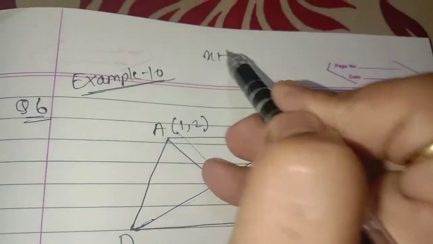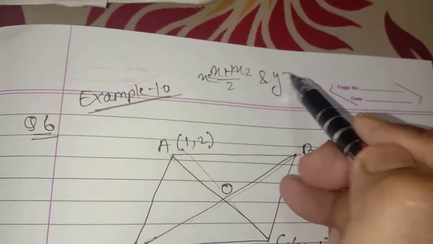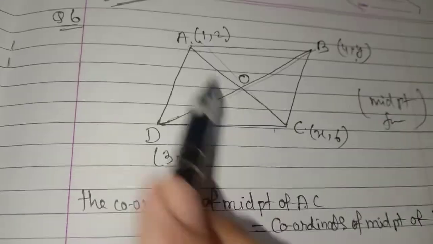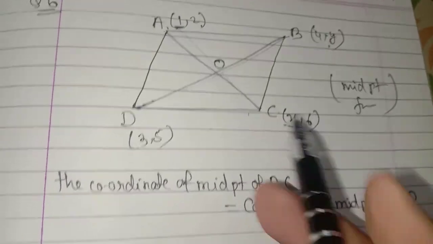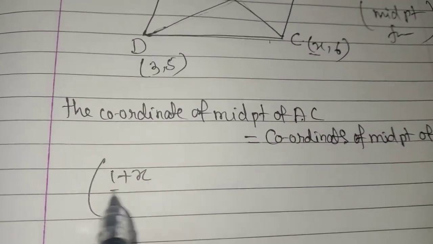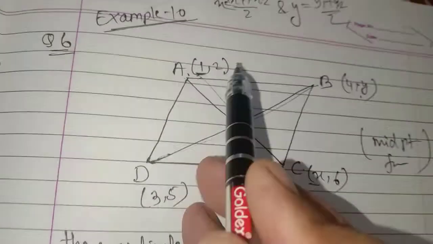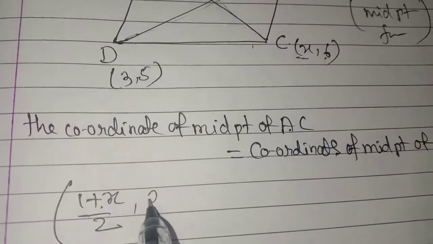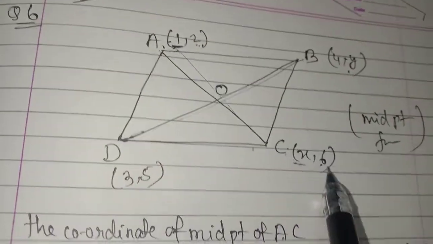I am writing here (x1 plus x2) upon 2 for the x coordinate, and for y it is (y1 plus y2) upon 2. So for AC I will write here x1, this one is x1, this one is x2. So I will write here (1 plus x) upon 2. Clear? (1 plus x) upon 2. And then I will write y1 plus y2, that is (2 plus 6) upon 2. So (1 plus x) upon 2, (2 plus 6) upon 2.